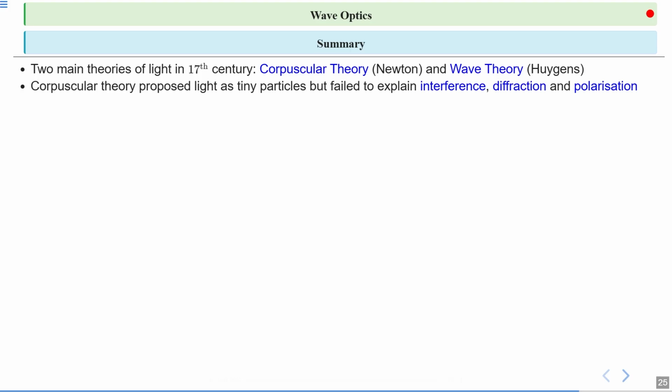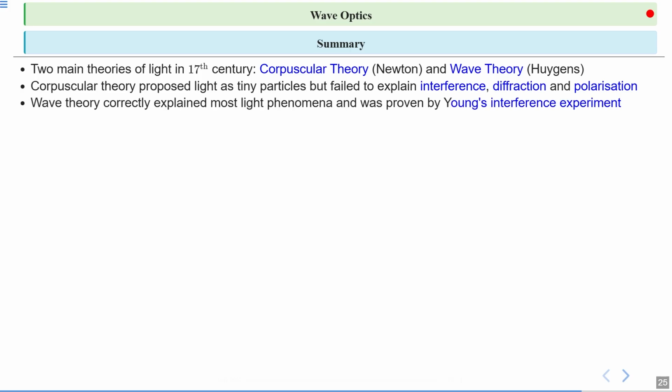So the corpuscular theory proposed by Newton suggested that light consists of tiny particles. However, this theory struggled to explain certain phenomena like interference, diffraction, and polarization. In contrast, the wave theory proposed by Huygens provided an explanation for many light phenomena. This theory was validated by Young's interference experiment, which demonstrated the wave nature of light.